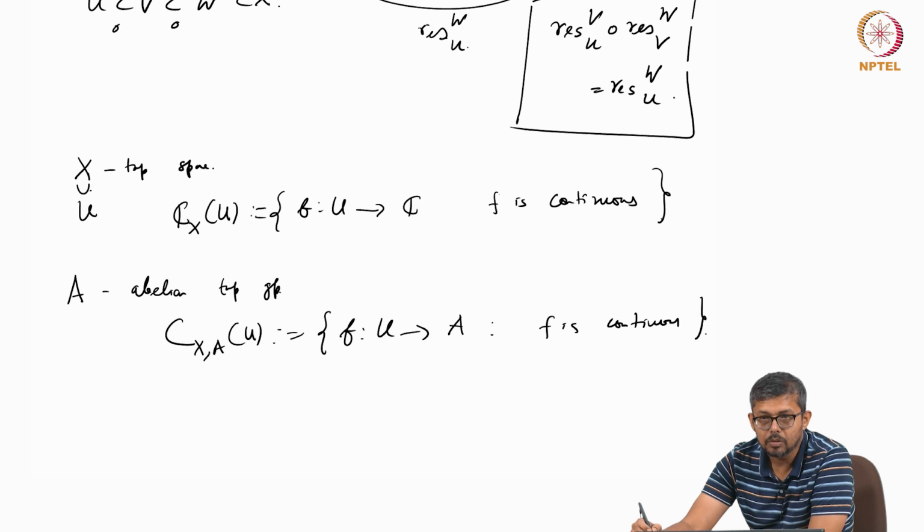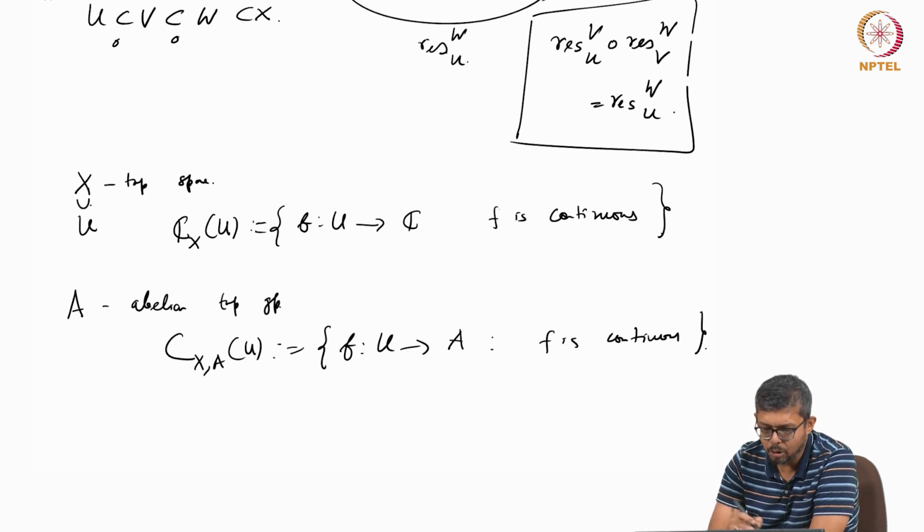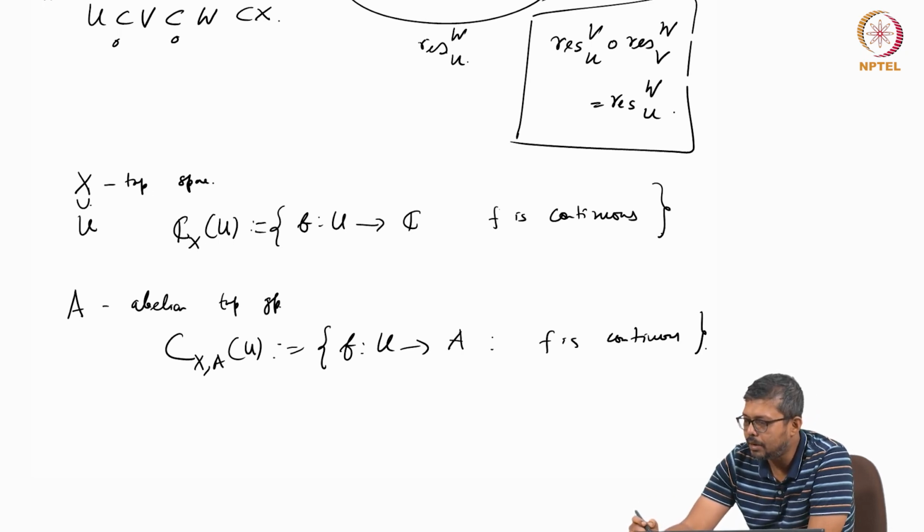Instead of a topological space, you could have taken X to be a differentiable manifold and taken F to be C-infinity functions, or you could have taken holomorphic functions. So, all these are examples of presheaves, but there is something more.